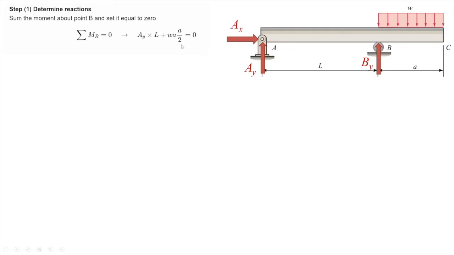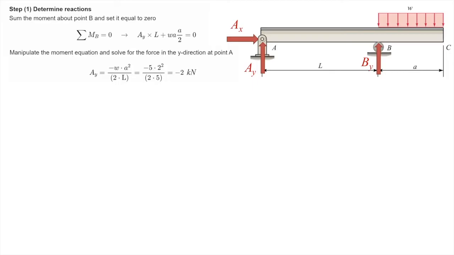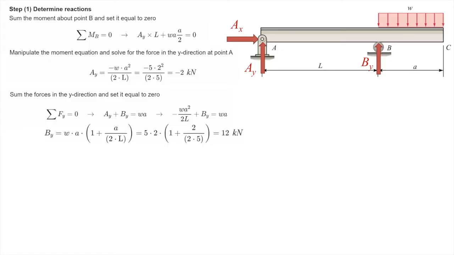Solving that for AY shows that AY is going to be equal to negative WA squared divided by 2L. Negative here means that force AY should be downward. Then we use the sum of the forces in the y direction equal to 0 in order to determine the other reaction force. A sub y plus B sub y should be equal to the resultant force of the distributed load, which is W multiplied by A. So from that, solving for BY, BY is going to be equal to WA multiplied by 1 plus A divided by 2L.